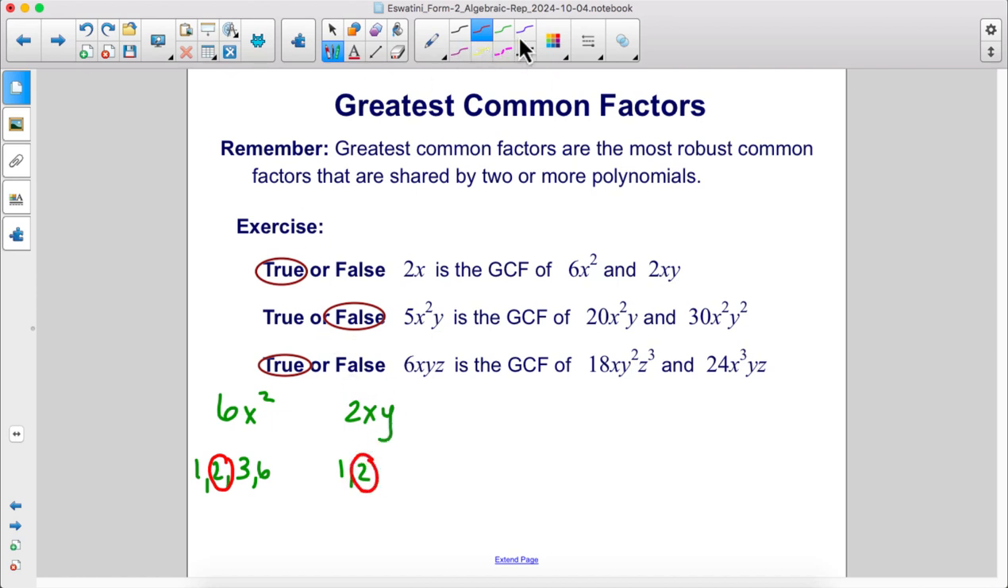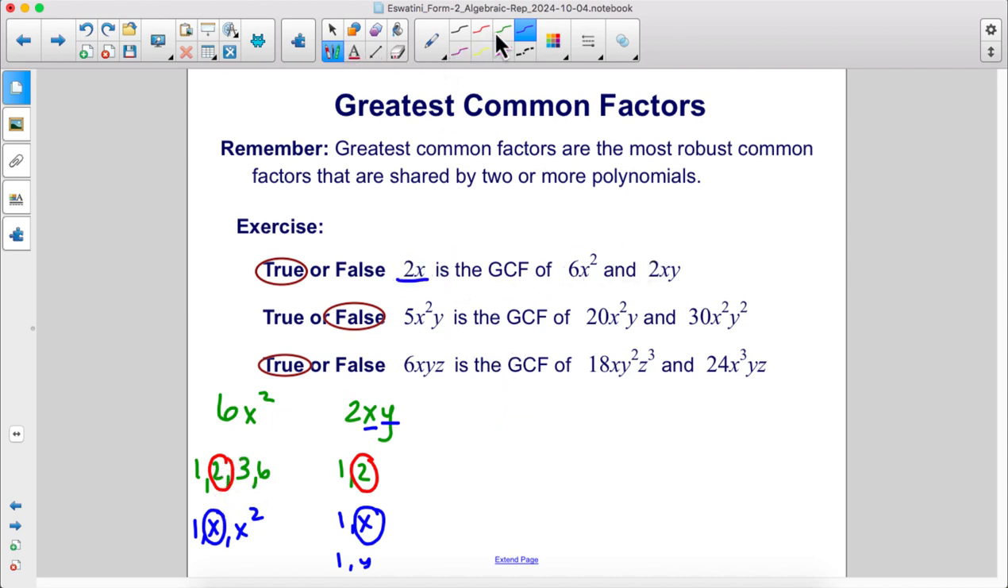And then for the x, we have x squared, which is going to be 1, x, and x squared. Over here we have 1 and x, just for the x here. So the greatest common factor between those is x. And here, for y, we have 1 and y, but we don't have y over here. So yes, 2 times x is the greatest common factor.